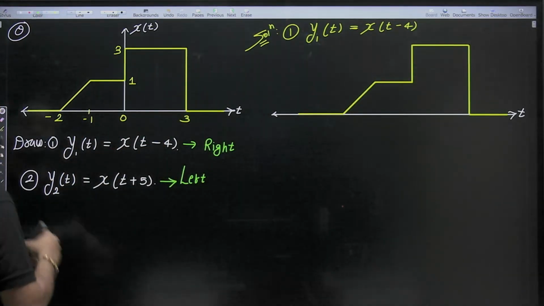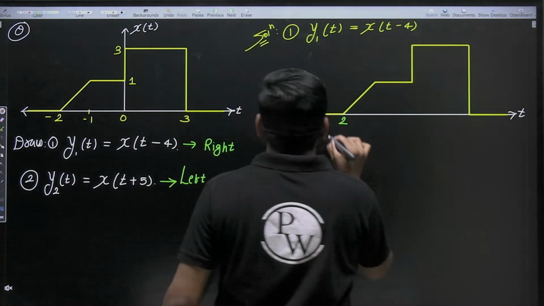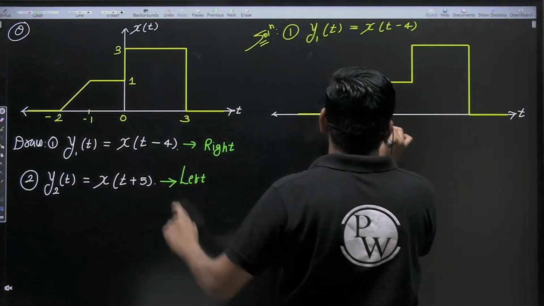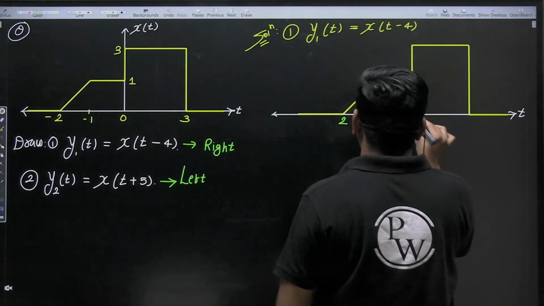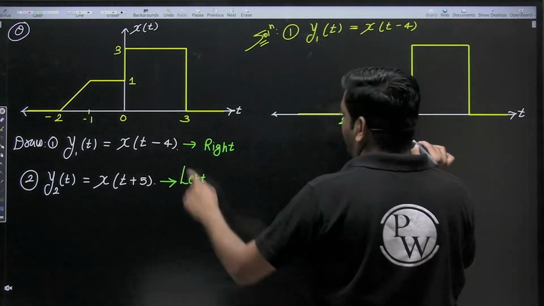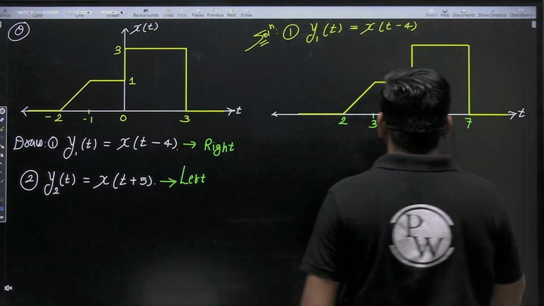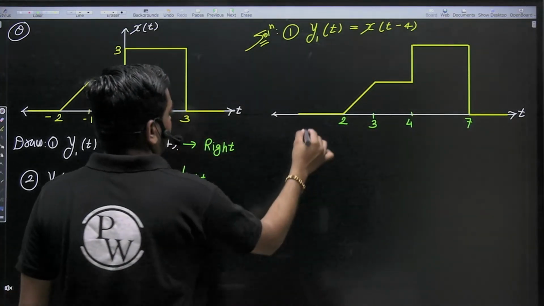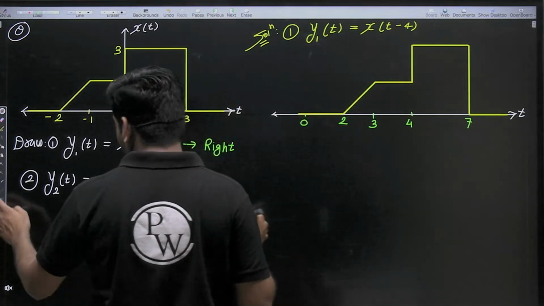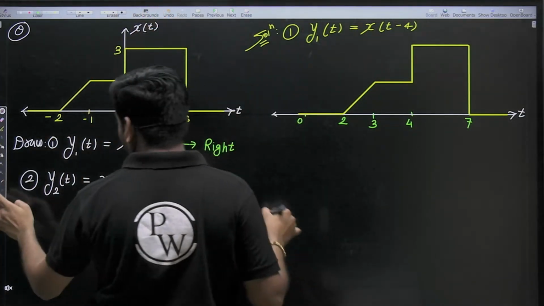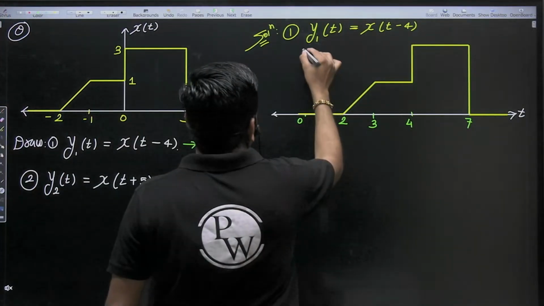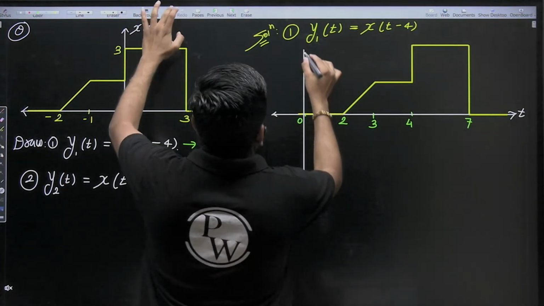So add 4 here, it becomes 2. Then next add 4 here, it becomes 3. Add 4 here, it becomes 4, and add 4 here, it becomes 7. Now as this is 2, something around here, this is 0, the y-axis. So simply then draw the y-axis. That's it.